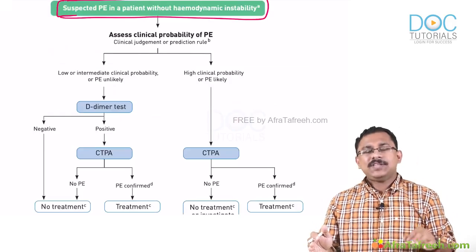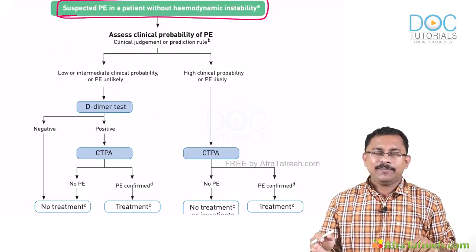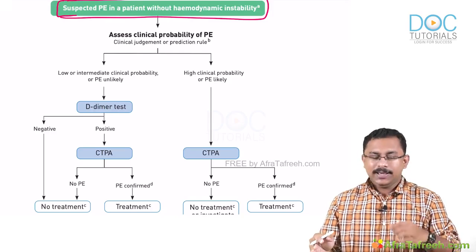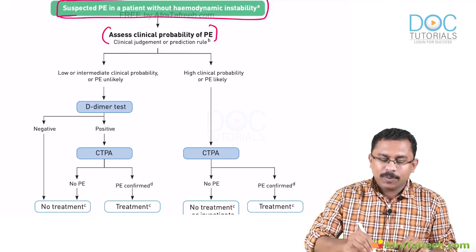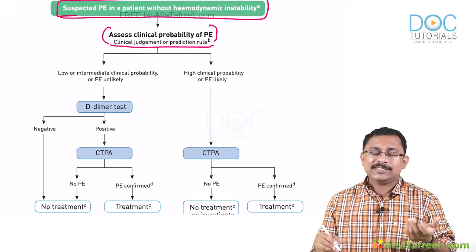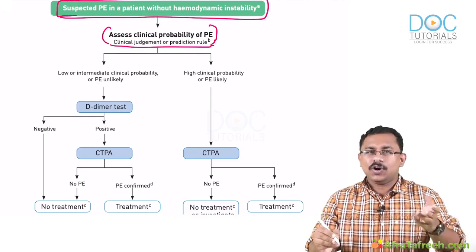So suppose the patient has a clinically suspected pulmonary embolism, but is not having any hemodynamic instability. How are you going to proceed? Okay, first of all, you assess the probability of a pulmonary embolism. You can use the various prediction rules. One is the Wells prediction rule. There are certain other prediction rules also available.